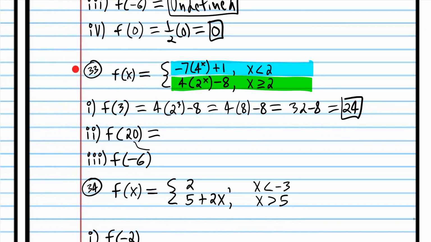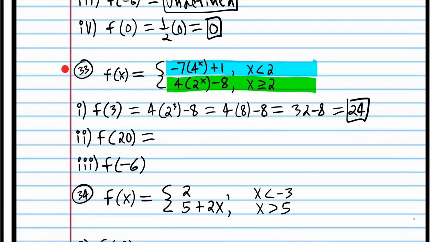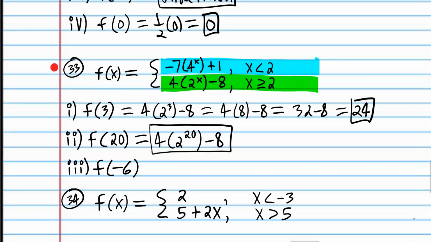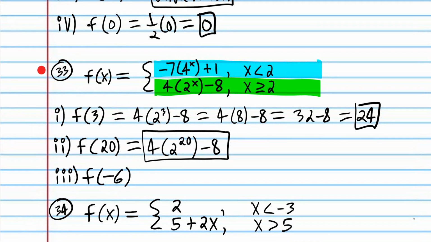Now 20, where does that fall? Is that less than 2, or is it greater than 2? Well, obviously it's greater than 2, so we're going to use the green expression again. Now that number is going to be really big, so we'll just leave it like this. 2 to the 20th power is going to be really, really big.